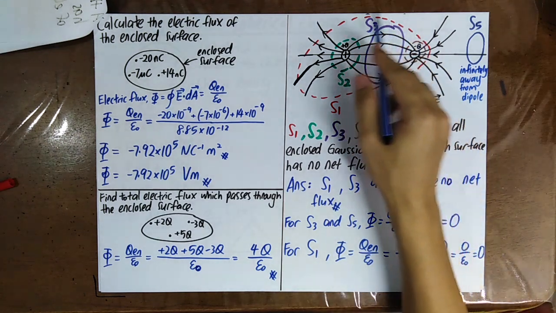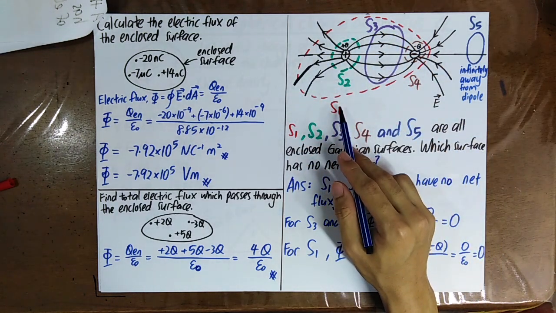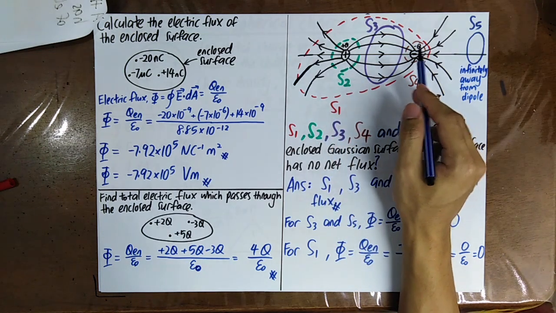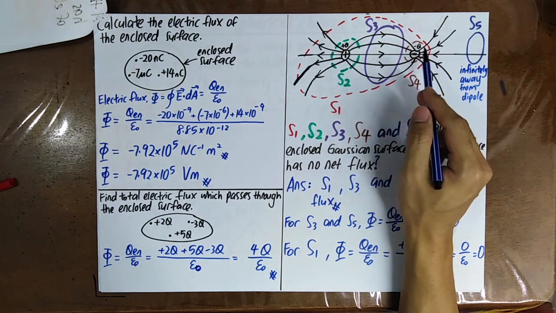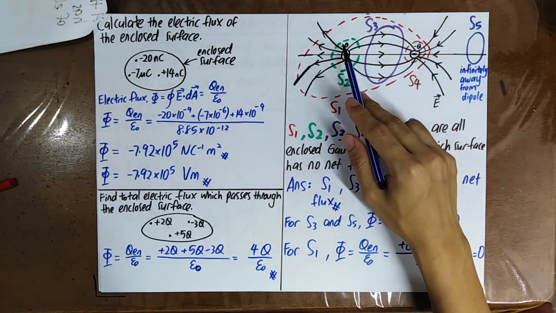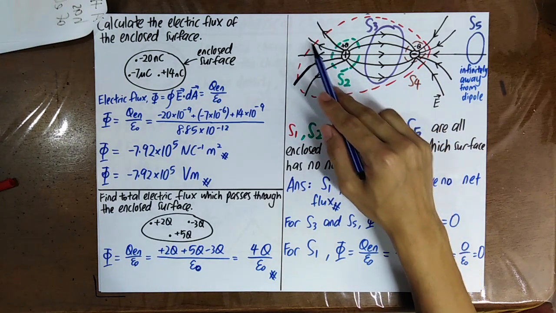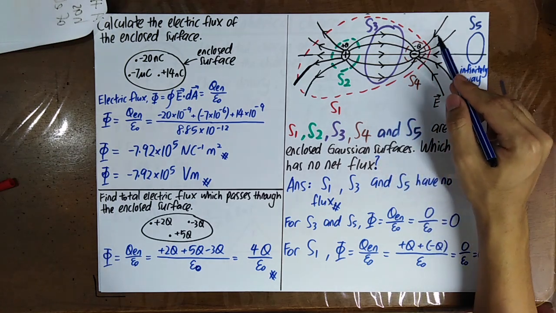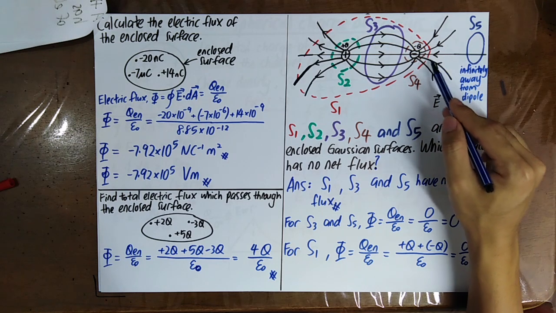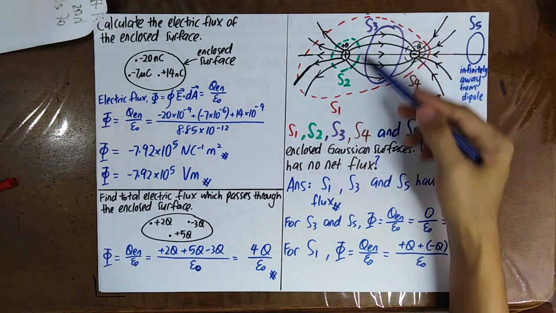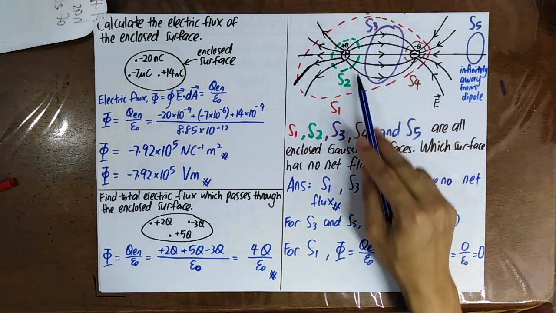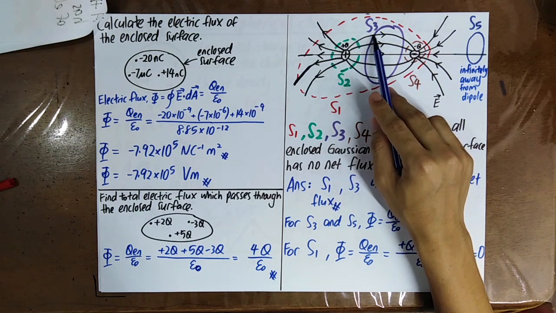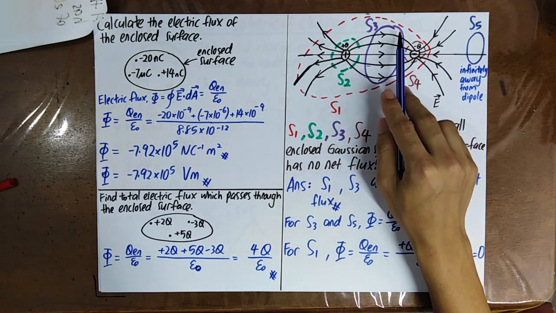Why? Because for S1, the net charge enclosed by S1 is positive Q and also negative Q. Positive Q plus negative Q equals 0. So that means for every flux that comes out of the surface, there is an equal amount of flux coming into the surface. Okay? Then for S3 and S5, they contain no charges at all. So you know that for every flux coming in, there's a flux coming out.